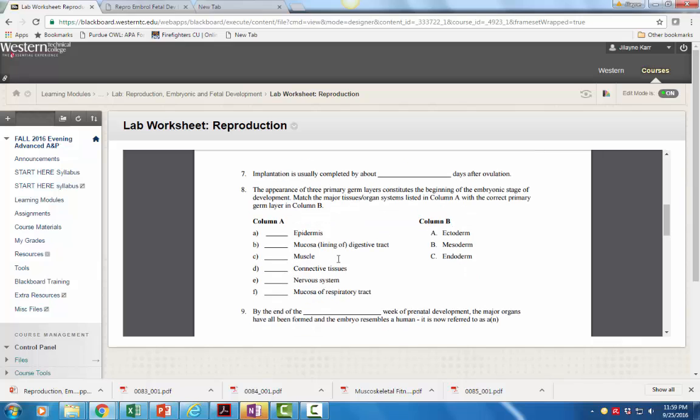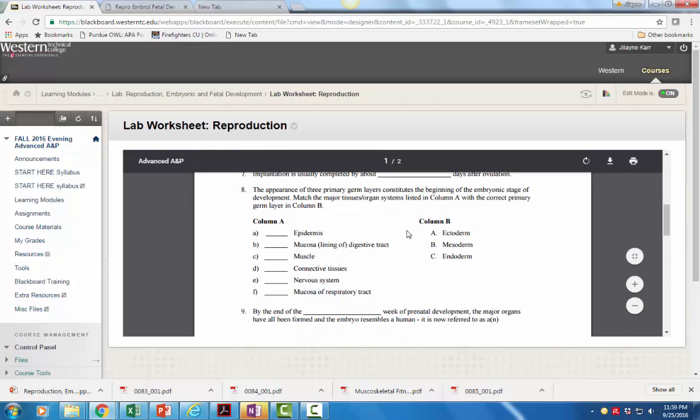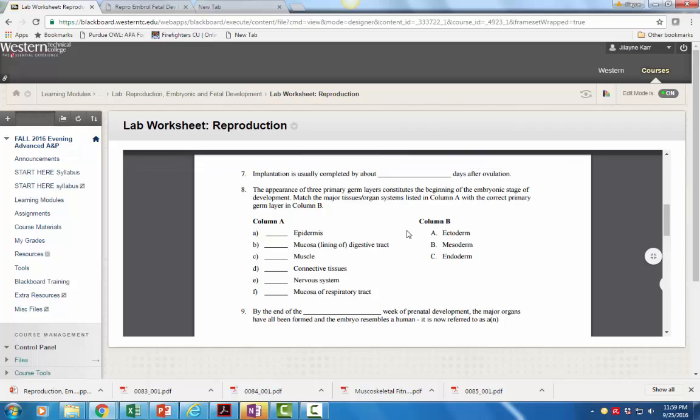So the next part, question number 8. Question number 8 has you looking at what these germinal layers contribute to later on in development. I think that's pretty straightforward. You can find that information in your packet.